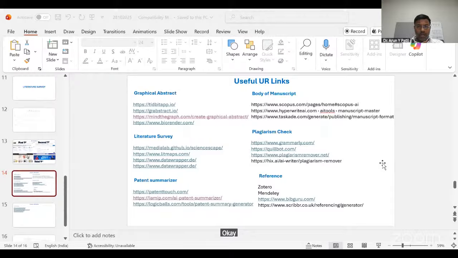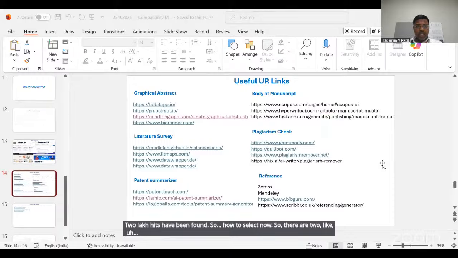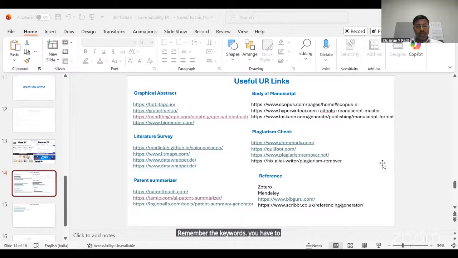I think it's going to something else. I'll go here with Espacenet. Under this, you can go and search. Yes, so I think you are able to see 2 lakh hits have been found. So how to select now? There are 2 lakh hits currently. Now my focus is towards compact. Remember the keywords. You have to search with your requirements.